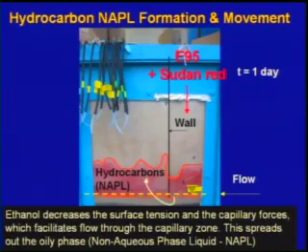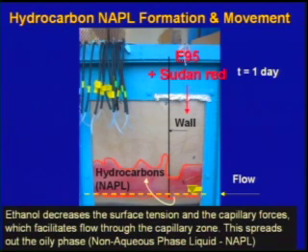So what happens is that ethanol decreases the surface tension in the capillary fringe, and this facilitates movement through the capillary forces. But eventually, ethanol gets diluted by water to a point that its co-solvent effect is diminished, and then this causes the separation of the hydrocarbon oily phase, what we call the NAPL, the non-aqueous phase liquid. So what's important about this? The important thing is that ethanol creates a source zone. It spreads out and distributes the hydrocarbons.